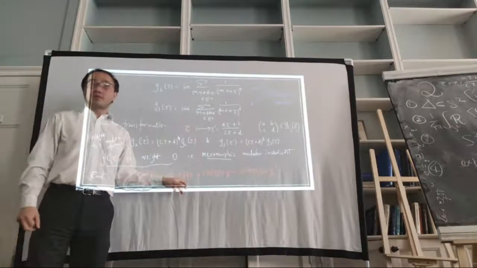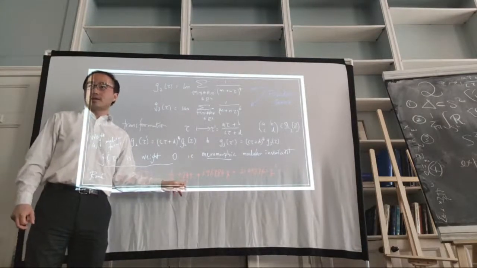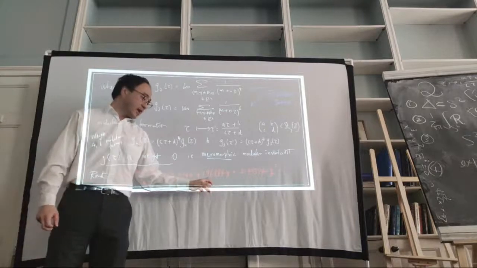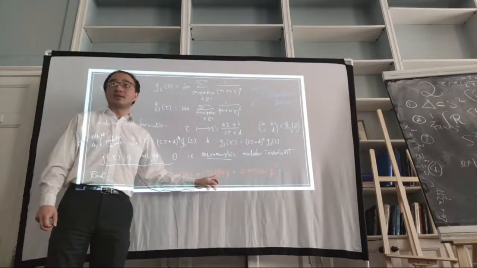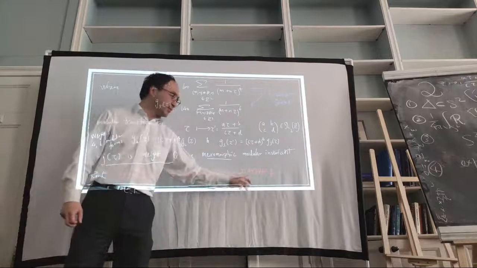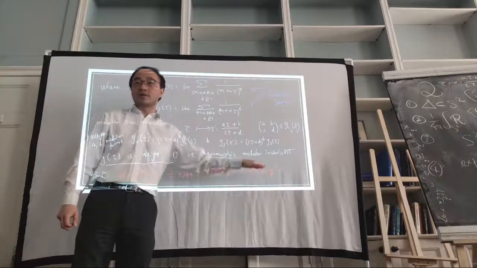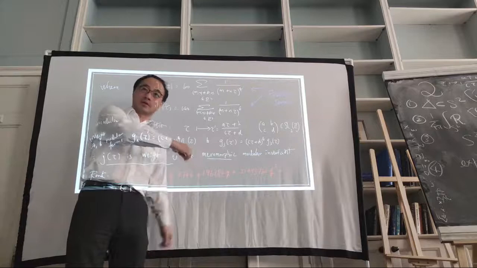The first term is 744. I think people are still trying to understand what that is. The next term is 196,884. And the next one is 21 million. I mean, these are integers. The fact that these are integer expansions is already pretty crazy. That's where all the number theory comes in here.